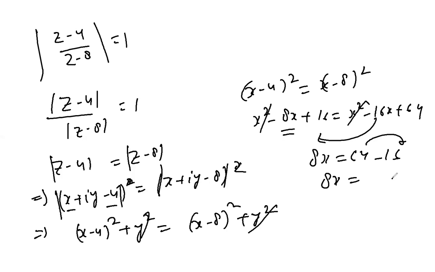So it will be 8x equals 48, and x will be simply 6. Now by putting the value of x in this equation and the previous equation, you can calculate the value of y, and this will be the solution for the given equation. Okay.